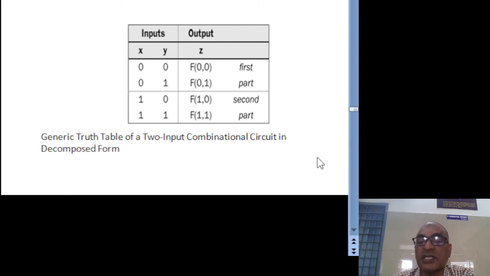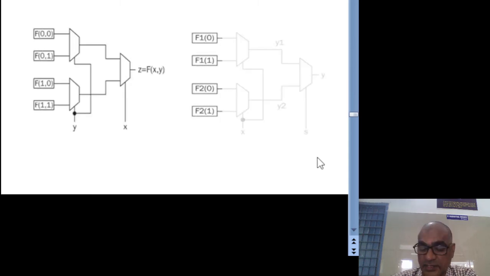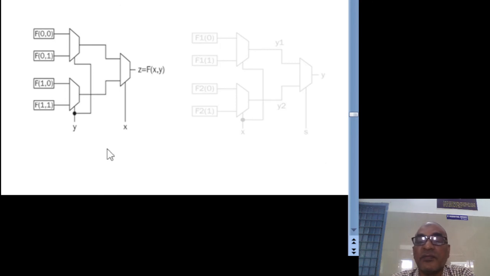So let us see that structure first of all. The structure is like this. All are 2x1 multiplexers. How is the truth table divided? Based on the x value. That's why the second level multiplexer has the select input x. Whereas in the first level, for the 2x1 multiplexers, the select input is y.